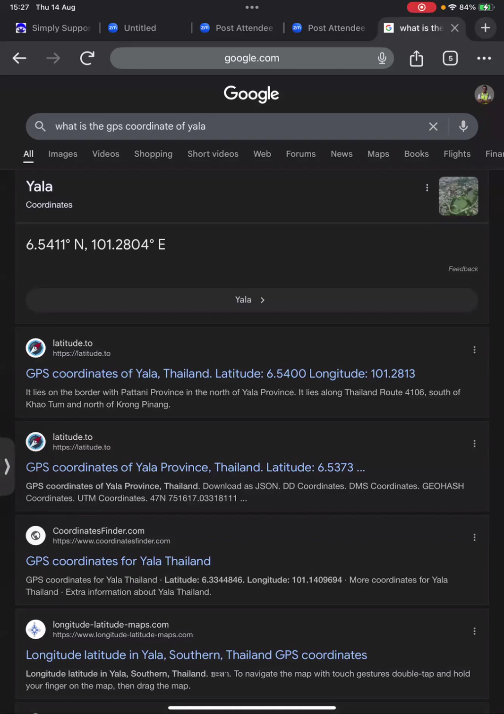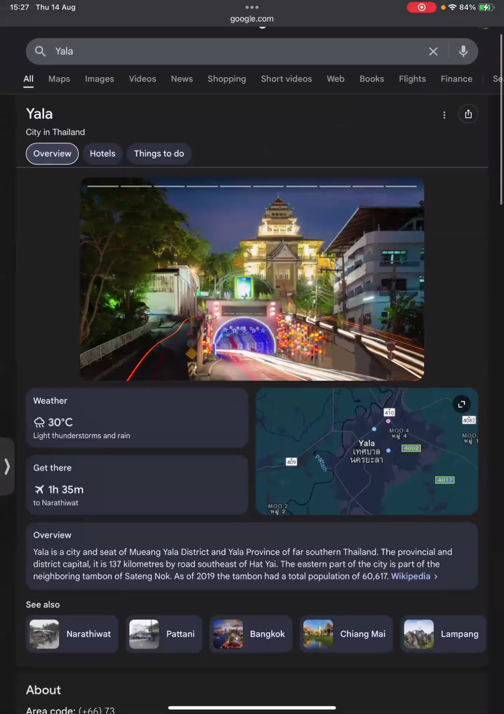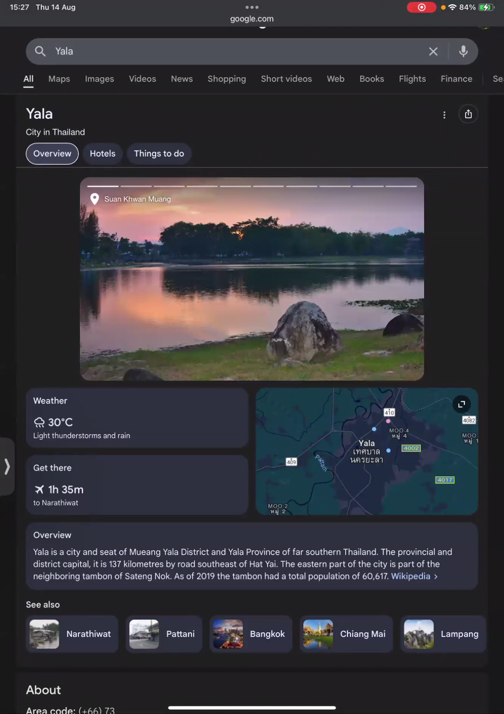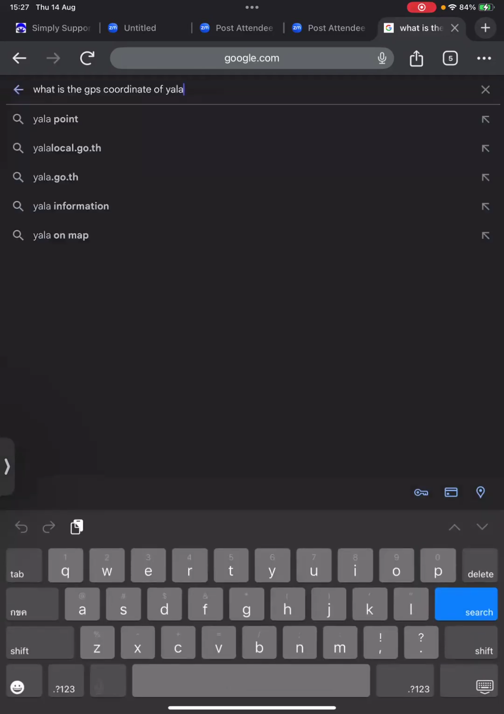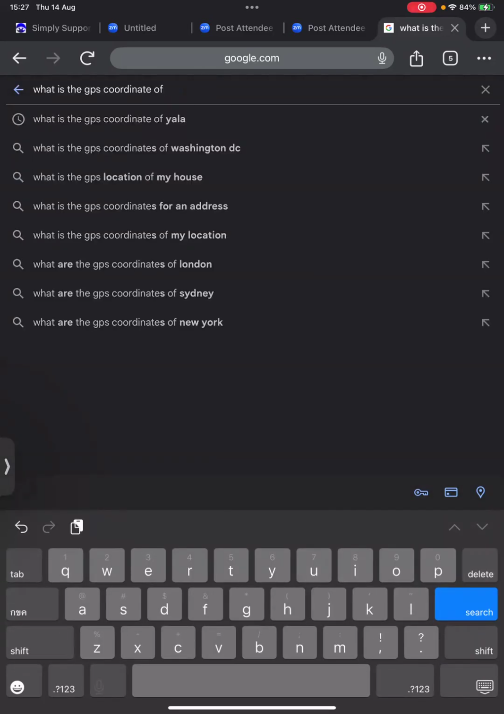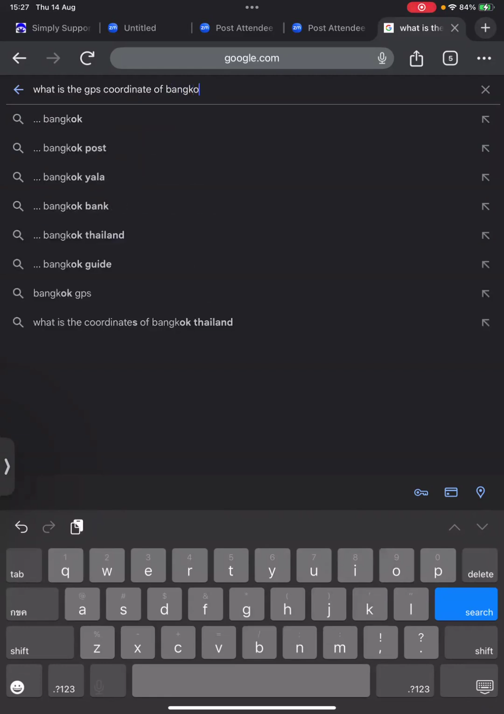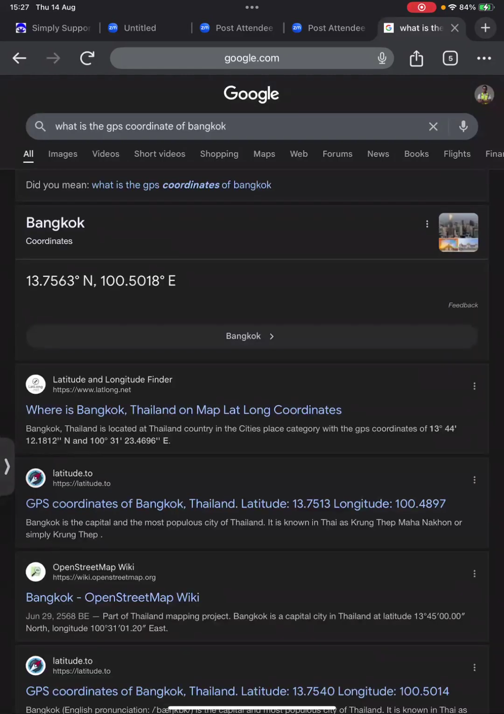So Yala is 6.5 degrees north, 101.2 degrees east. Really? Is that right? Okay. So it's about 6.5. What about Bangkok? If I remember correctly, I think Bangkok is 13. Yep, 13.